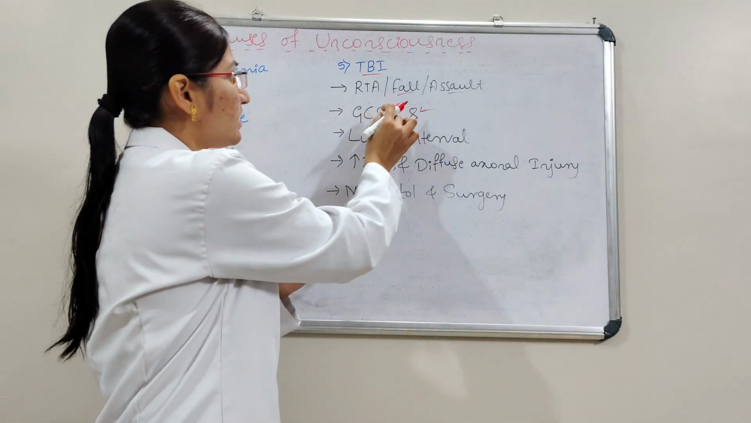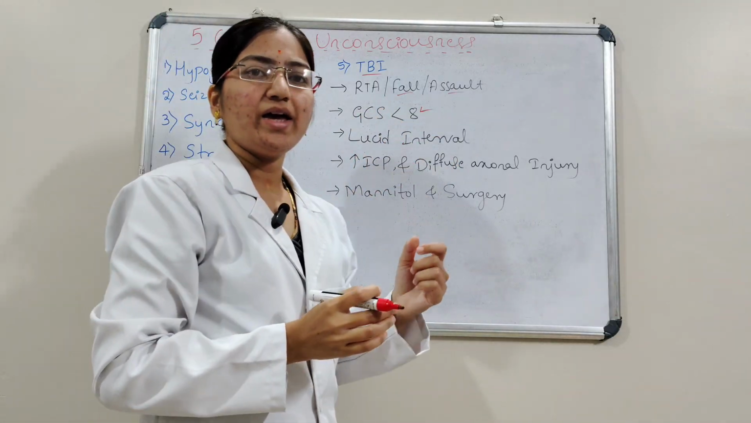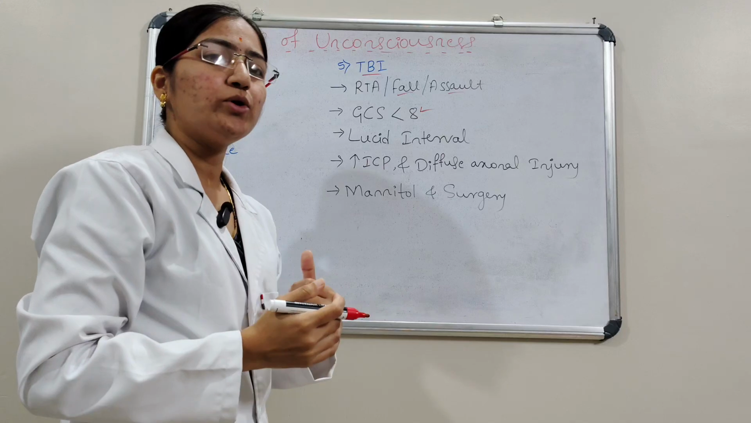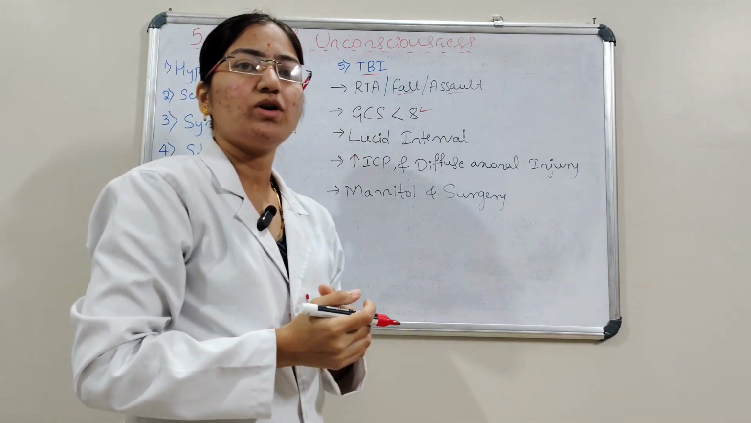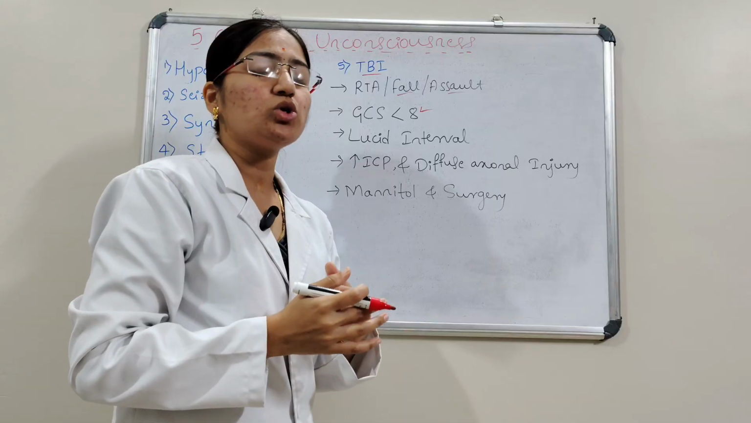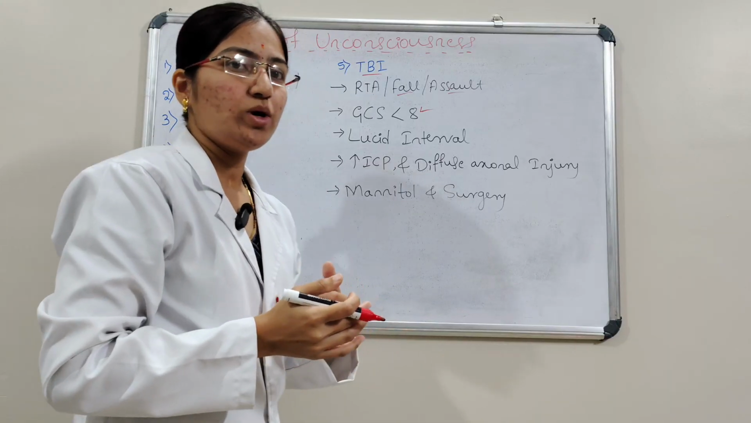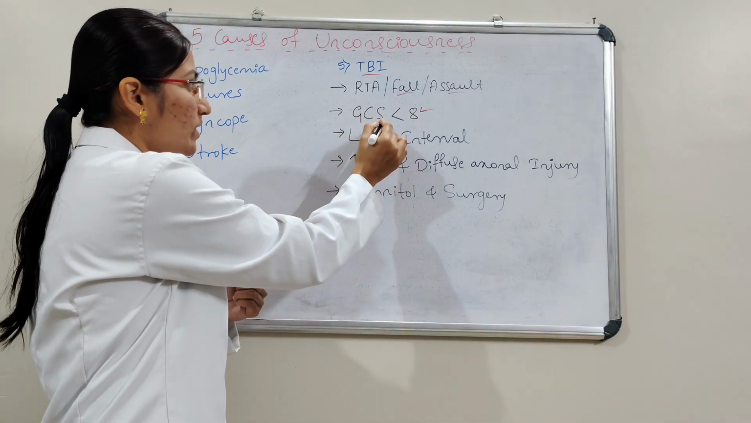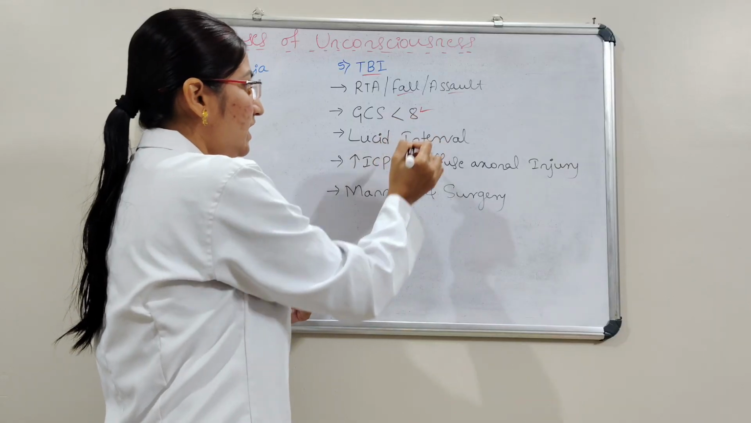Here Glasgow Coma Scale, already I have explained in detail and uploaded the class: what is Glasgow Coma Scale, what are the types and all. In detail I have explained and uploaded. Also I will give the link. You can go and study. Here the Glasgow Coma Scale score is less than 8.